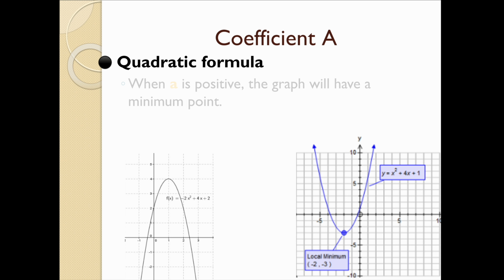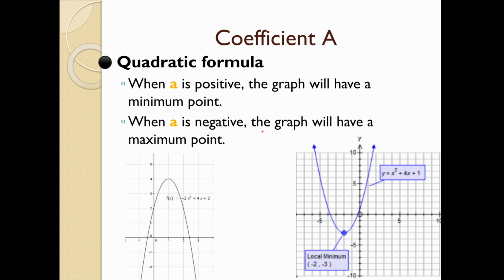Okay, so let's talk about this coefficient a. In a quadratic formula, when a is positive, the graph will have a minimum point. So let's look at this graph here on the right. The equation is y is equal to x squared plus 4x plus 1. So now we have x squared and we are trying to figure out what the number next to x squared is. Because we don't see any number here, we know that the number is basically 1 multiplied by x squared. Because remember, when we are comparing it, we are saying ax squared plus bx plus c.